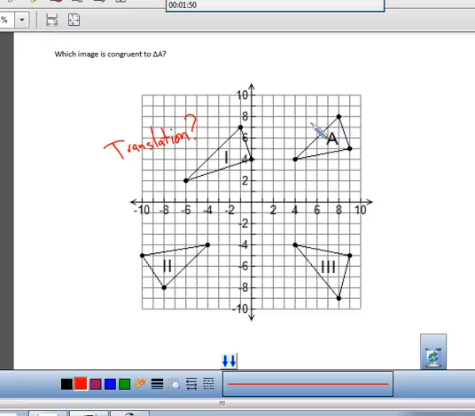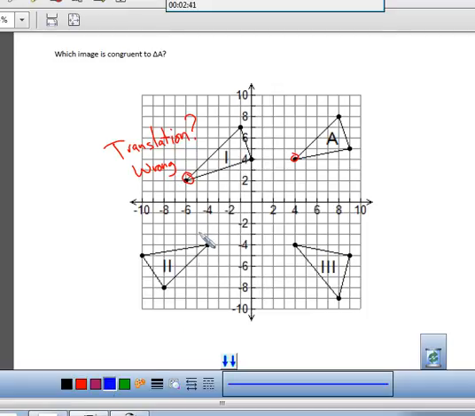So when I count the spaces, let's see, it's 9 spaces to the left and 1 space down. And if I do the same thing for this point, 9 spaces to the left and 1 space down. So far, so good. But then when I use this point, it's 10 spaces to the left and 2 down. This point and this point don't match up. So, is it a translation? Absolutely not. So we'll put wrong.